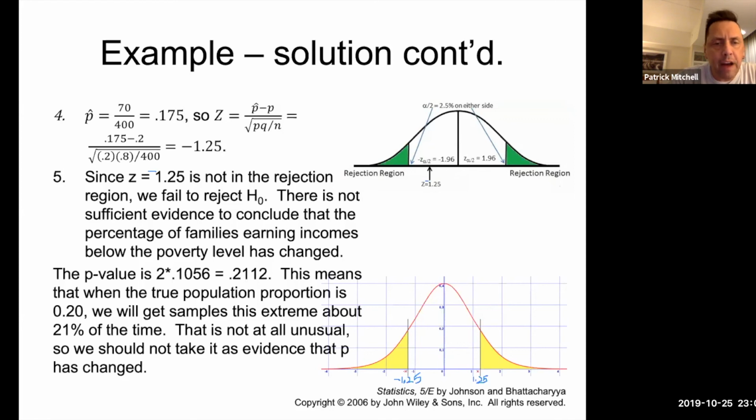And what that p-value means is that when the true population proportion is 0.20, you will get samples that extreme about 21% of the time. So that's going to happen like 1 time out of every 5. That is not at all unusual. It's definitely not strong enough evidence that the population proportion has changed. Okay, so that backs up our conclusion that we should not reject the null hypothesis.